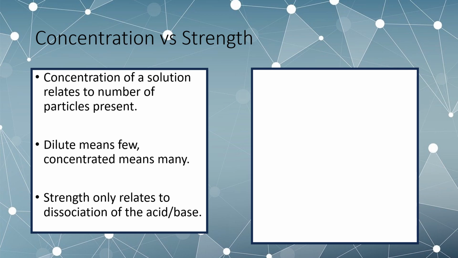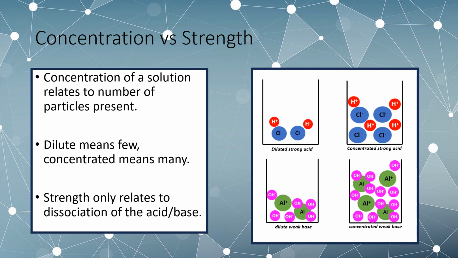What this leads to is the fact that you can have both diluted strong and weak acids and concentrated strong and weak acids, as the concentration is only the number of particles, where the strength is how much it dissociates. So you can see the examples now on the right. A diluted strong acid, fully dissociated, but only a few particles present, whereas a concentrated strong acid has lots of particles present and full dissociation. Whereas in our example, a dilute weak base, not many particles present and not full dissociation, and a concentrated weak base has lots of particles present, but still not full dissociation.